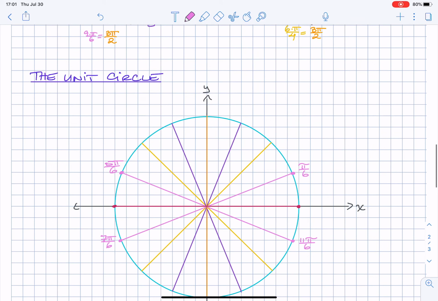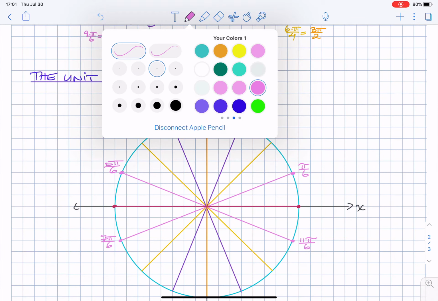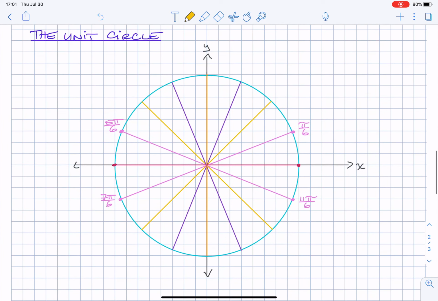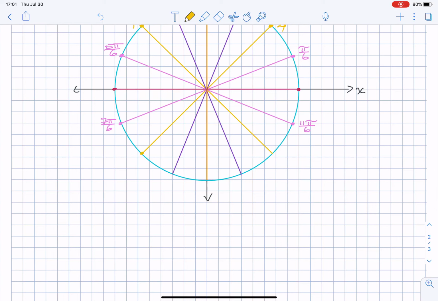And now let's go to the, I guess I have to use a light one. So the pi over 4s. So we have 1 pi over 4 here. Oops, 3 pi over 4 here. 5 pi over 4 here. And then 7 pi over 4 here.